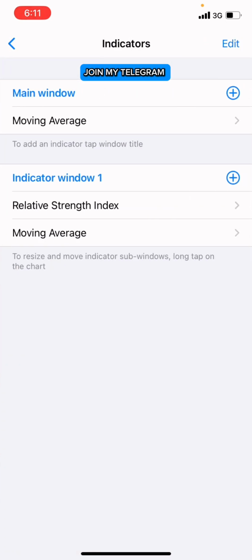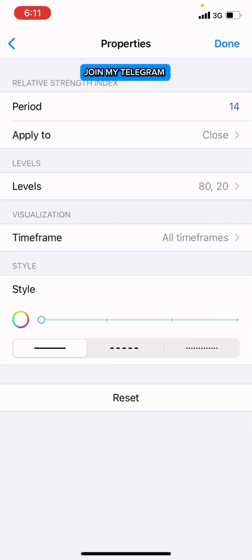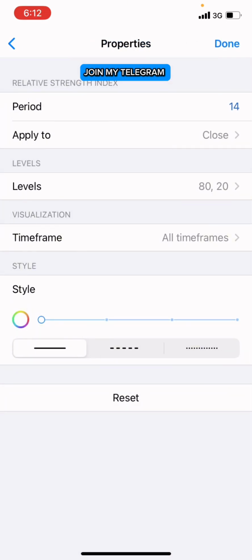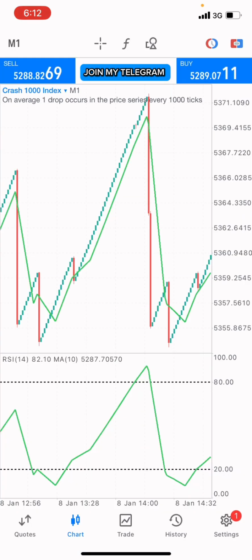Alright, the second indicator is going to be on indicator window 1, relative strength index, period 14. Apply to close. The level is going to be on 80, 20, 2 levels, right? While the style is going to be on 3 pixels. Alright, then this middle trend line, you click on done. Then the style right here on the main page is going to be on 1 pixel with color white with that first trend line. Alright, with that first trend line, then you click on done.